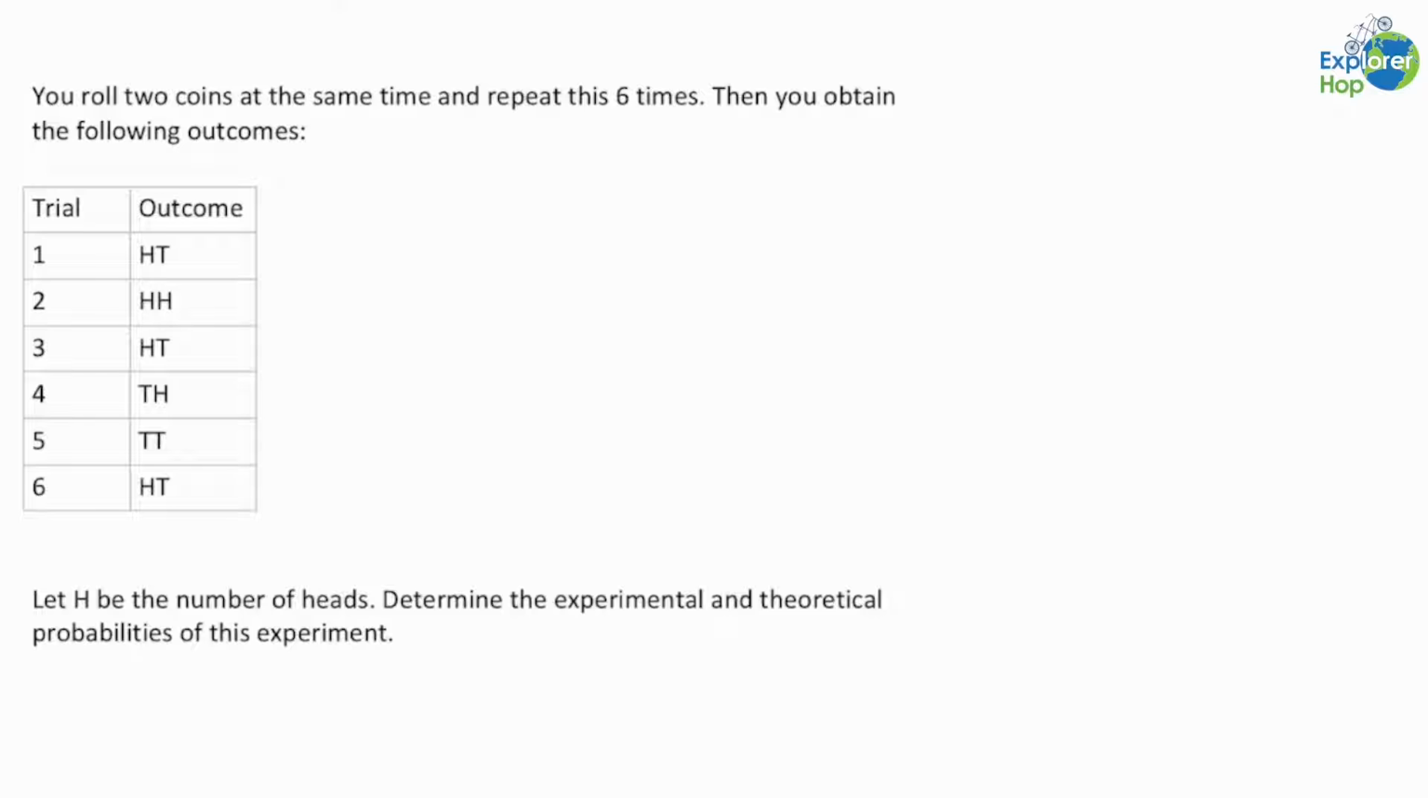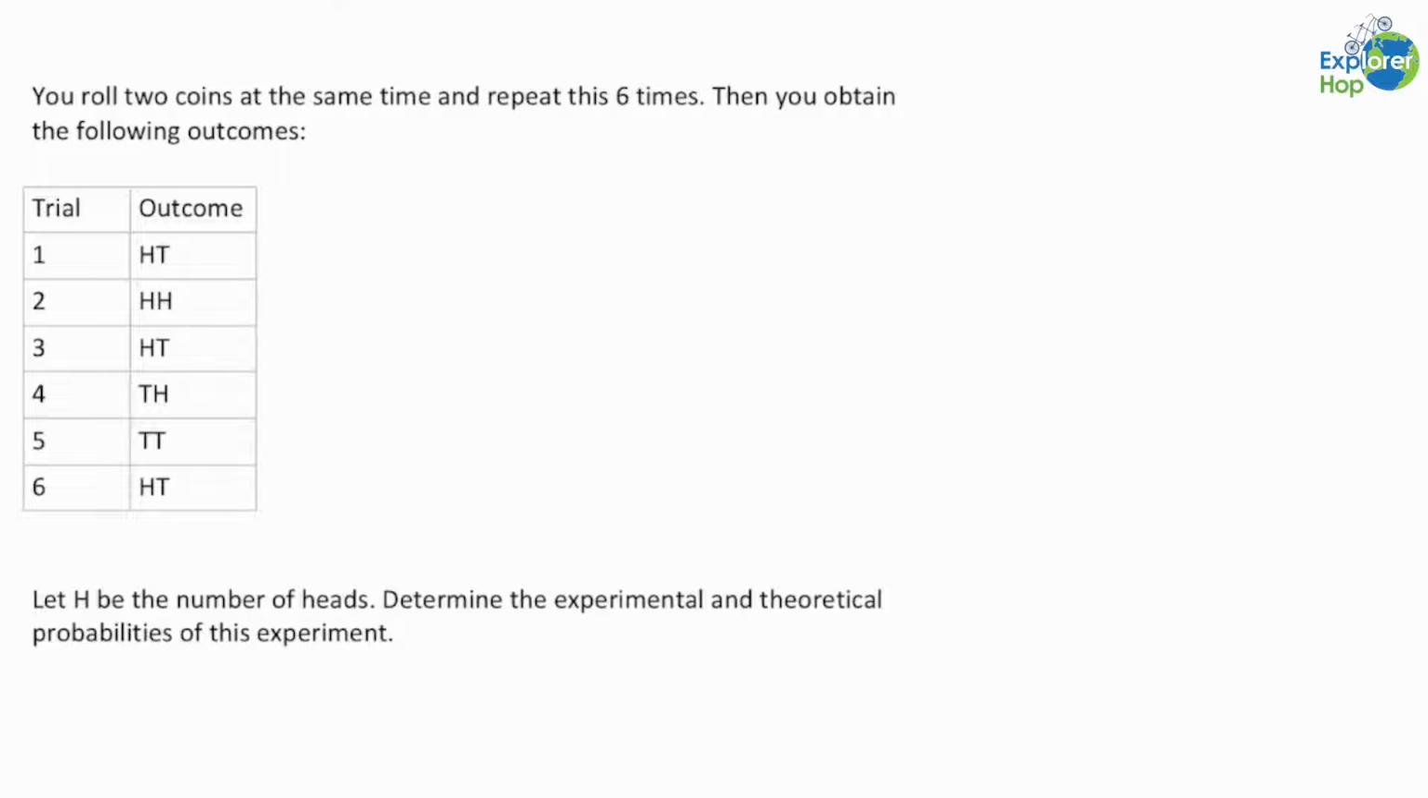So for this example, we're told that you roll 2 coins at the same time and repeat this 6 times. Then you obtain the following outcomes. On trial 1, the outcome is heads tails. On trial 2, the outcome is heads heads. On trial 3, the outcome is heads tails. On trial 4, the outcome is tails heads. On trial 5, the outcome is tails tails. And on trial 6, the outcome is heads tails. And we let h be the number of heads. Determine the experimental and theoretical probabilities of this experiment.